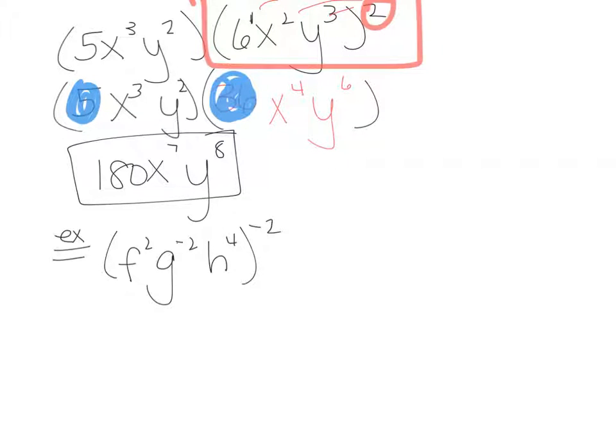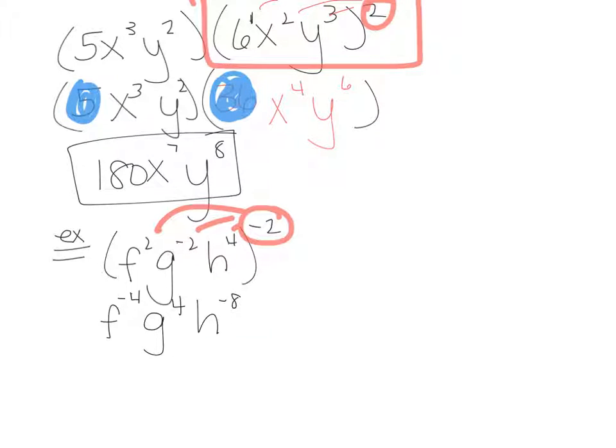How do I know I have to distribute in this problem? Because I have a number outside my parenthesis. Distribute it to everybody inside. This becomes f to the 2 times negative 2 is negative 4. G to the negative 2 times negative 2 is 4. And h, 4 times negative 2, makes negative 8.